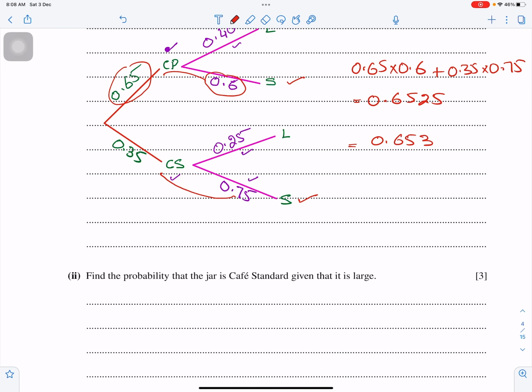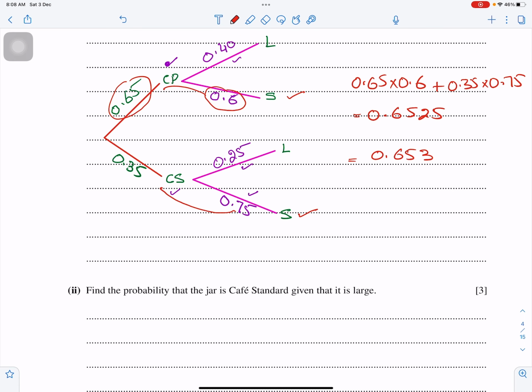Now the next part of the question is, find the probability that the jar is Cafe Standard given that it is large. Now you know when the question says given that, it means we are talking about conditional probability. So we have to limit our outcomes. So given that the jar is large, it means out of large, this one is large and this one is large. Okay, this branch and this branch. So out of the large ones, given that it is large, what is the probability that it is from Cafe Standard? It means Cafe Standard is here.